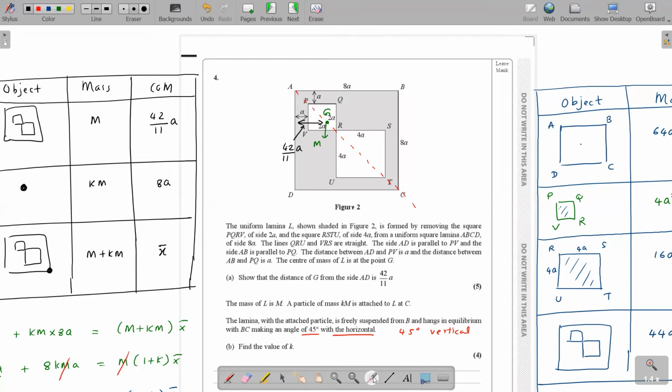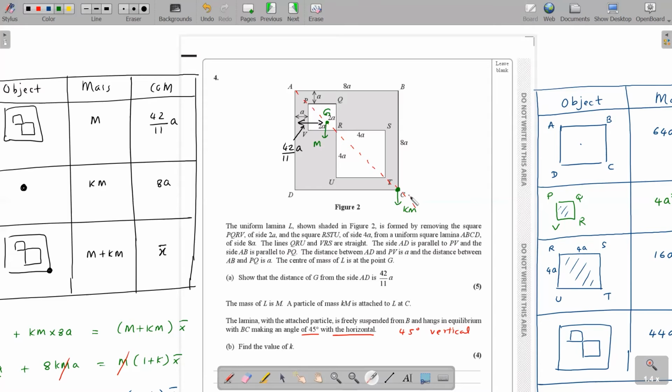Now, they say in part B that they're hanging another particle called Km at C, right? Now look at this. When you attach this Km, definitely you're adding another mass. So will the center of mass still lie at this point? No, it will definitely move. The previous object didn't have the Km, and the center of mass was here. Now, when you attach the Km, there's an additional mass and thereby the center of mass will move.